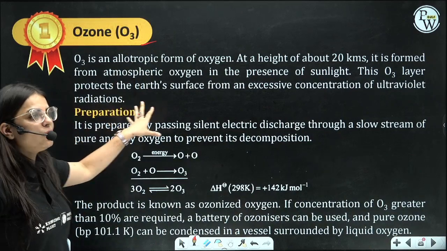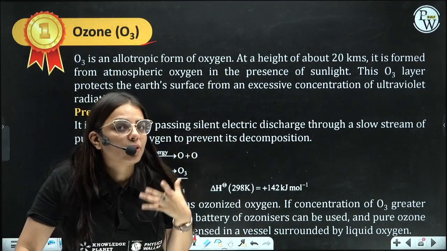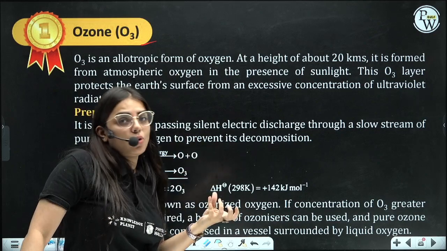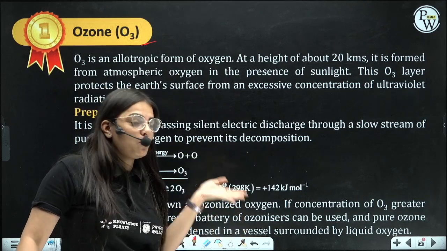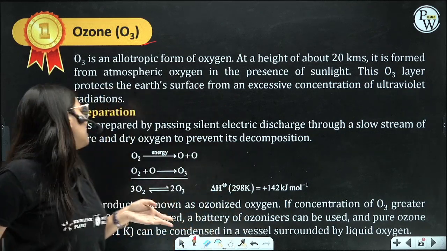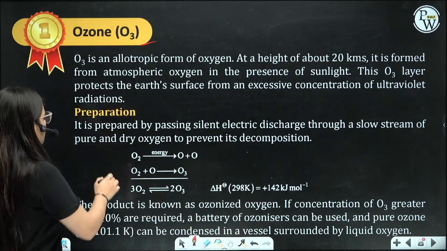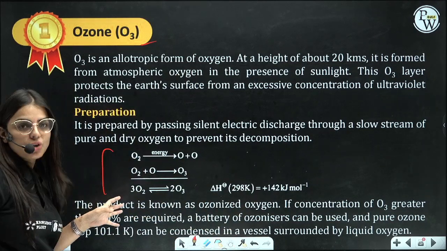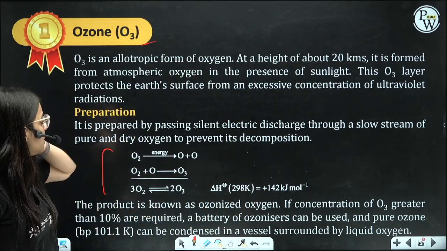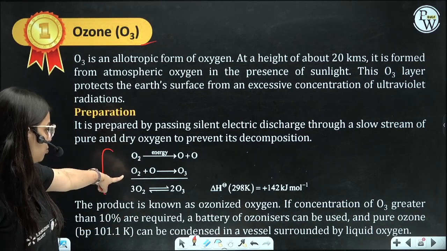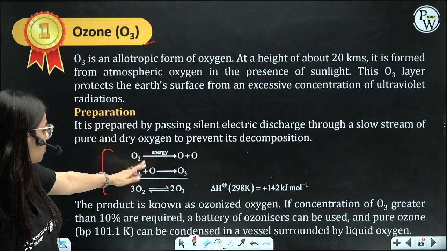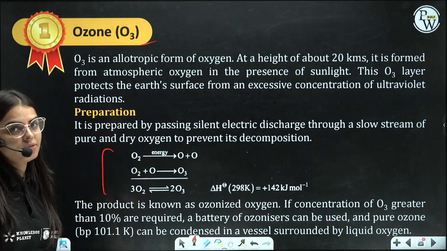About ozone, you have understood in biology, so I'm not explaining that concept. What is ozone? How is it protecting? What is the role of it in the atmosphere? Coming to preparation, you prepare it by the silent electric discharge method. So basically, this is the production of O3. O2 will split into nascent oxygen and then it will react with O2 again, forming O3.